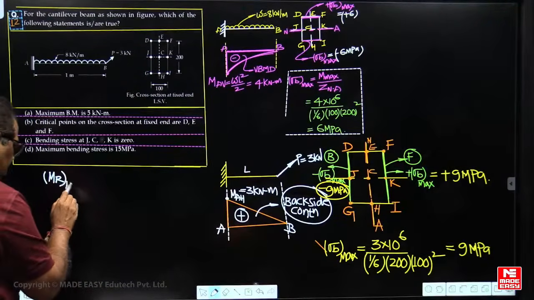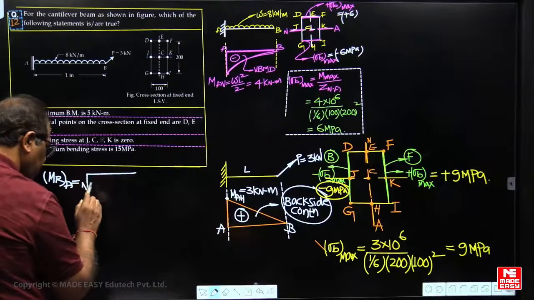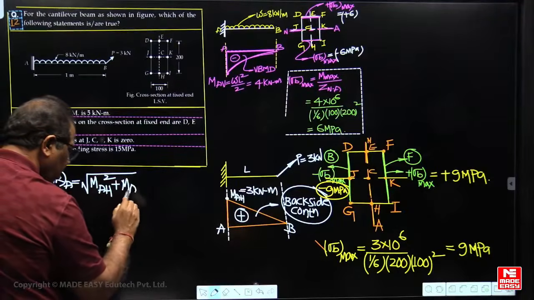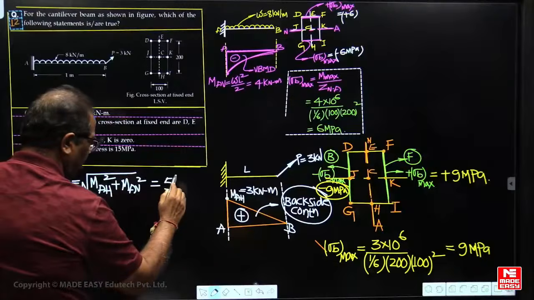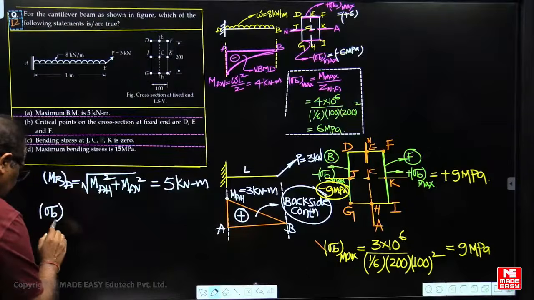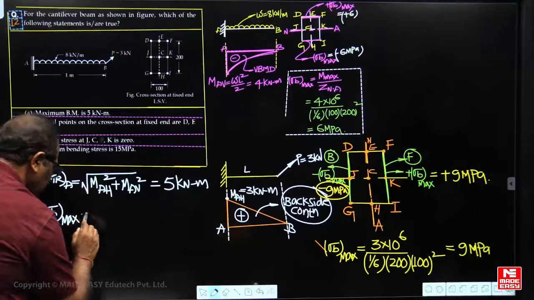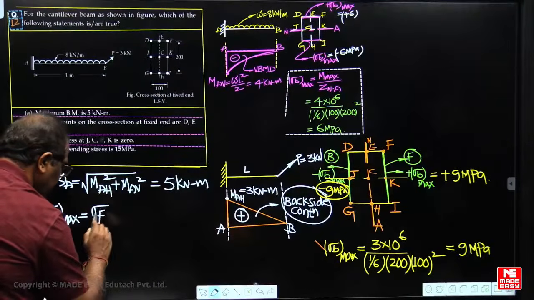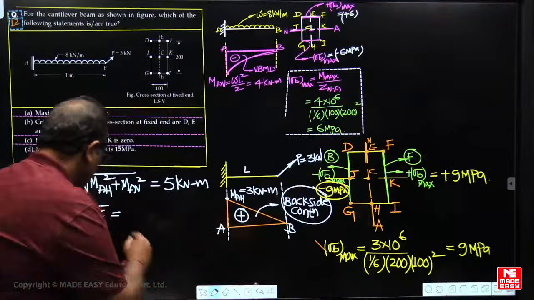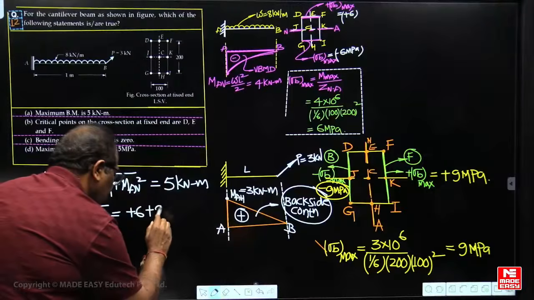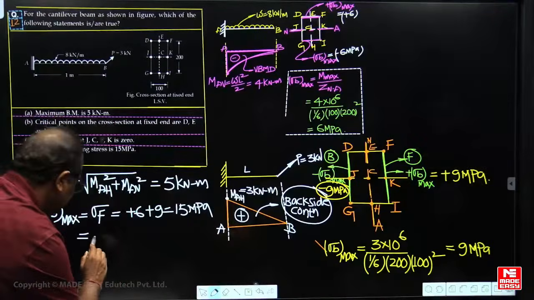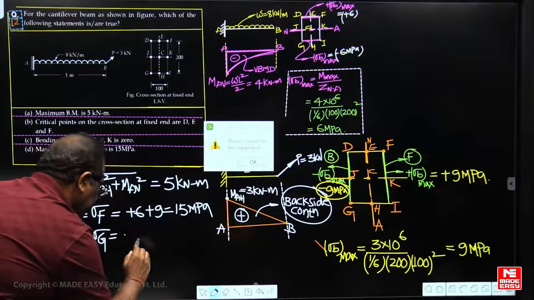Resultant bending moment at A. And maximum bending stress, maximum resultant bending stress will be at F and G. F is what now? Plus 6 and here plus 9. Plus 6 plus 9, plus 15. And what about G? Minus 6 minus 9.